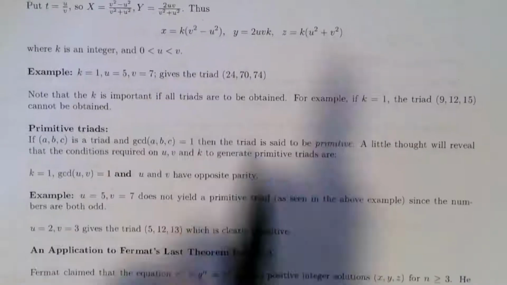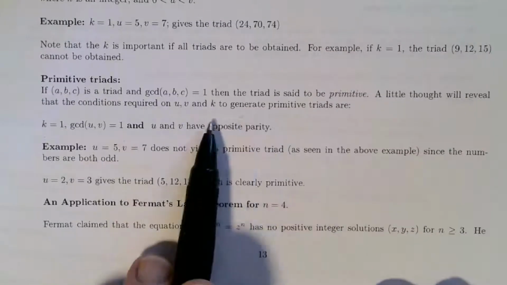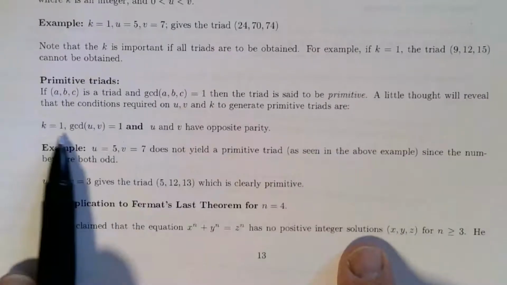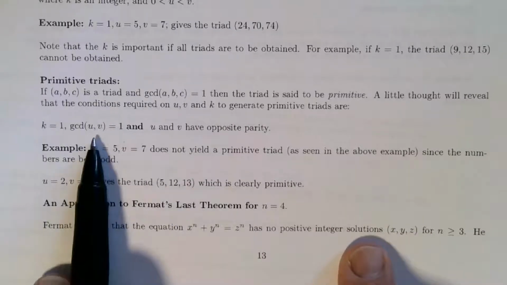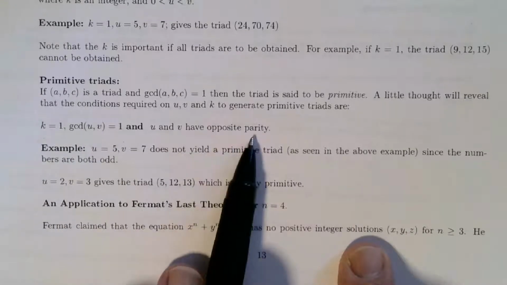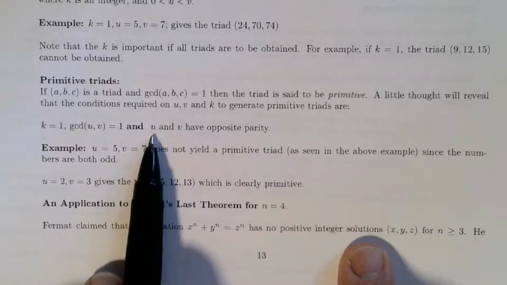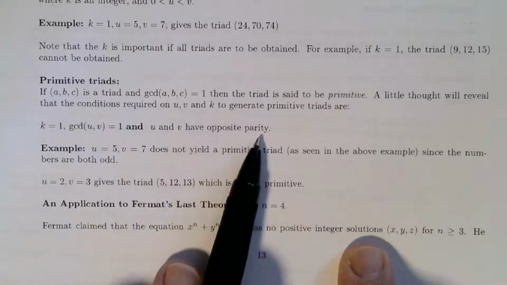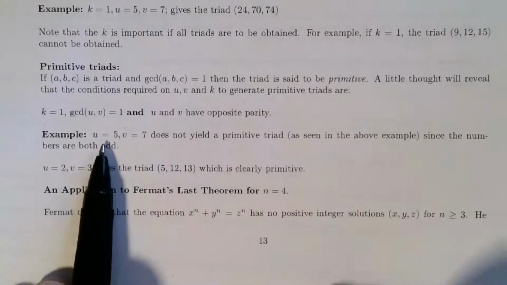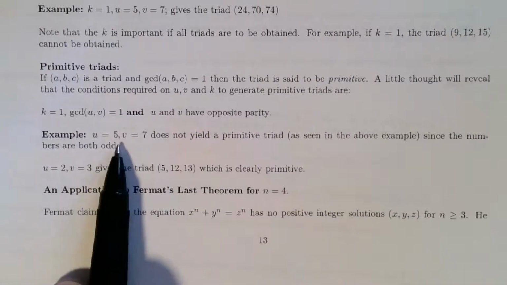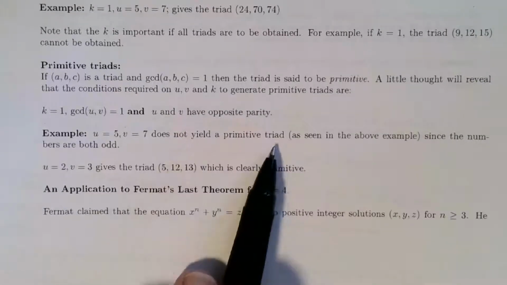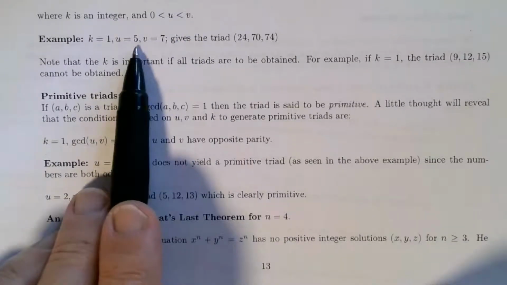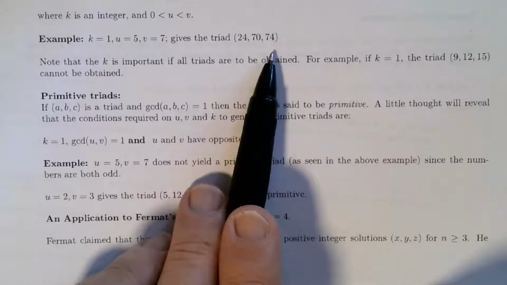of 2. So the full story, the proper story, is to get primitive triads, you need k as 1, you need the GCD of these to be 1, they've got to be relatively prime, and they must have opposite parity. That is, they can't both be odd, so you'll need one even and one odd. They have to have opposite parity. So for example, if I put 5 and 7, these don't have opposite parity. These do not yield a primitive triad, as we saw in the above example. These numbers were relatively prime, k was 1, but this was not primitive.